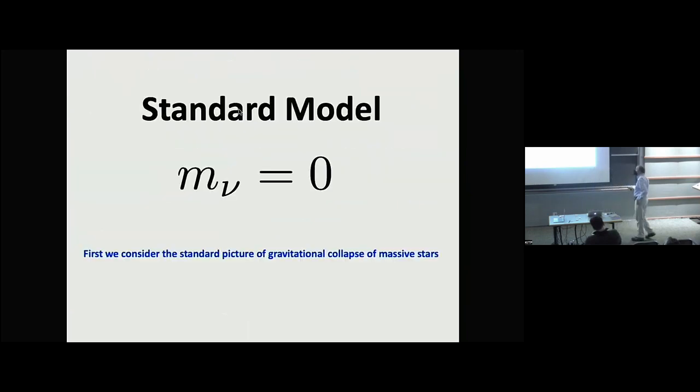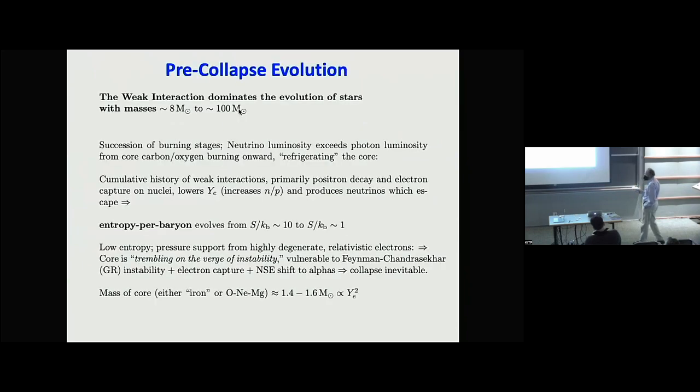So gravitational collapse. Let's start with the standard model of stellar collapse, and I'll set the neutrino mass to 0 here. So we won't worry about any kind of BSM physics or neutrino flavor mixing. The weak interaction dominates the evolution of these stars, and the progenitors of typical core collapse supernovae are in this mass range. There's a succession of nuclear burning stages. And interestingly enough, the neutrino luminosity exceeds the photon luminosity from core carbon oxygen burning onward. So these stars are giant refrigerators.